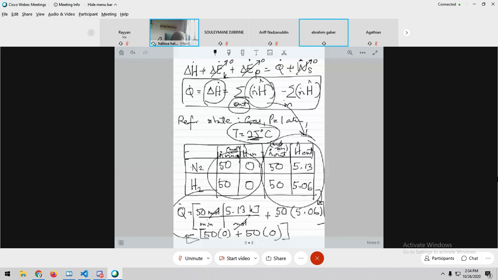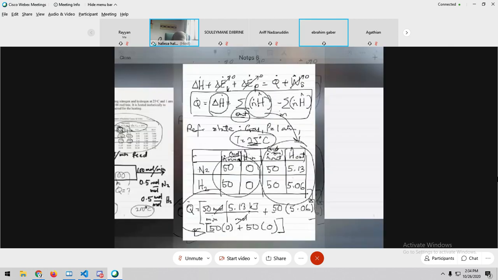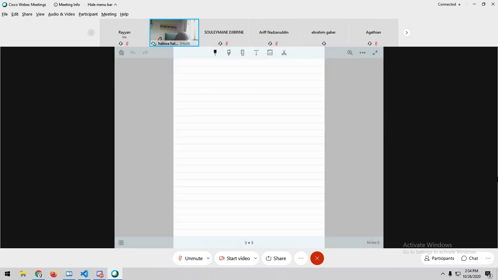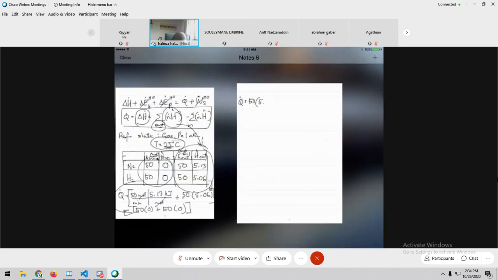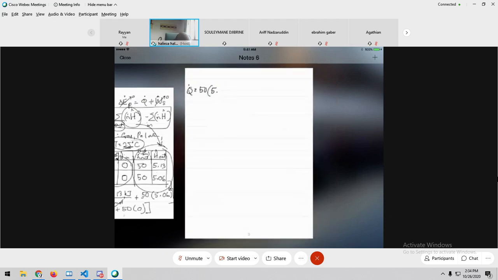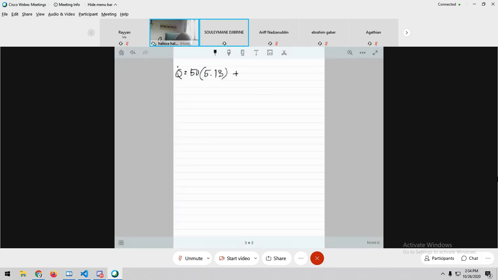Now let's rewrite that. I'm going to go to the next page. I'm going to write it again, okay? In case you miss it, Q dot is equal to 50 times 5 point what? Can you give me the value? 50.13. Plus 50 times 5.06. That's your outlet. Is it plus or is it minus? Minus, doctor. Okay, should be minus. Minus 50 times 0 plus 50 times 0.